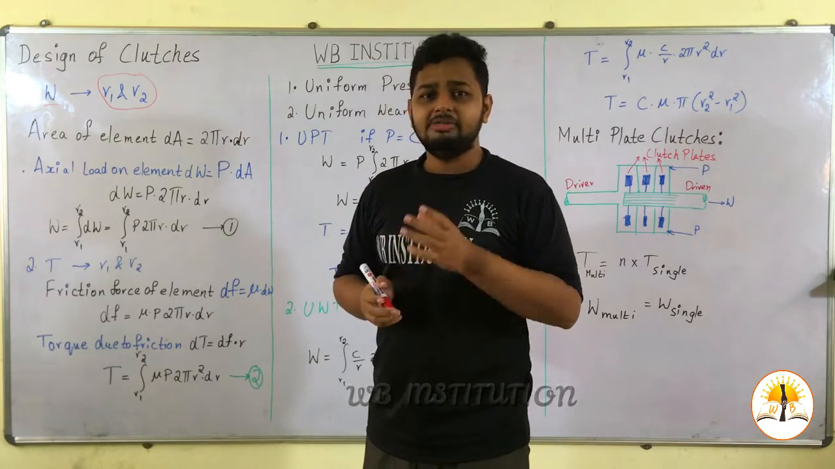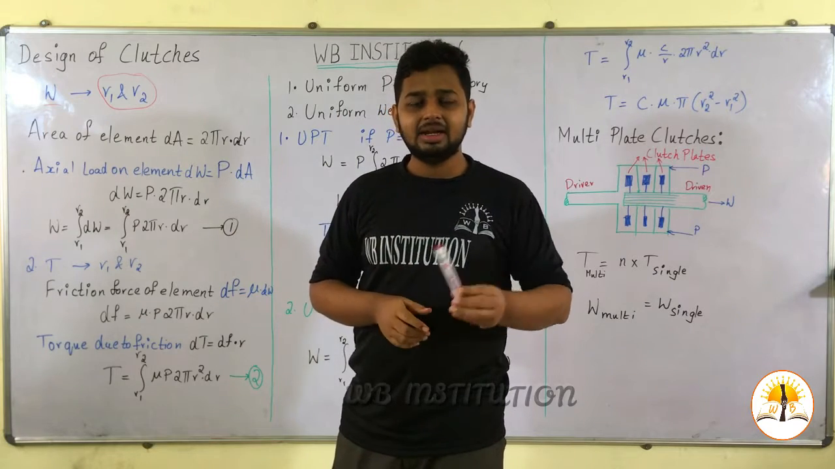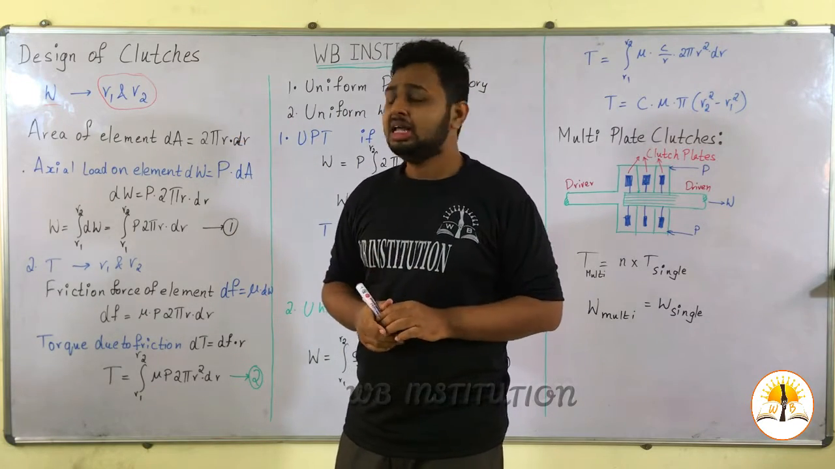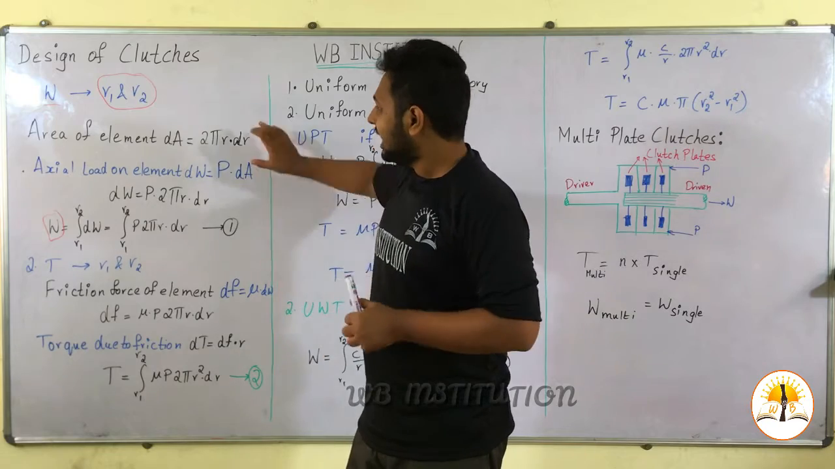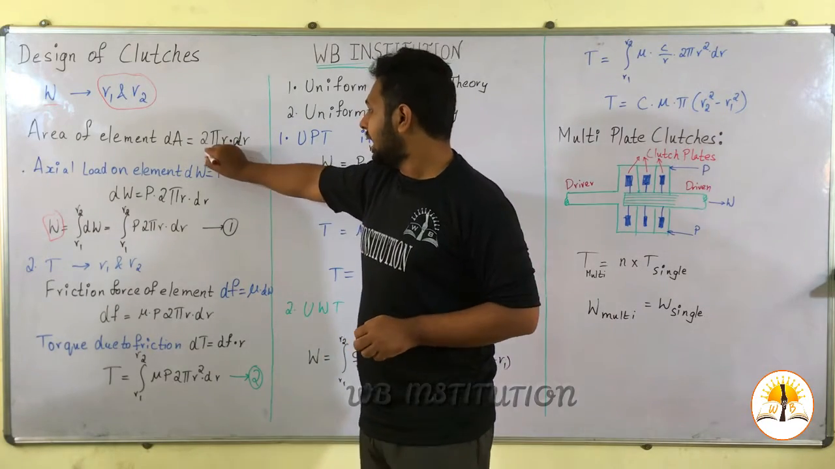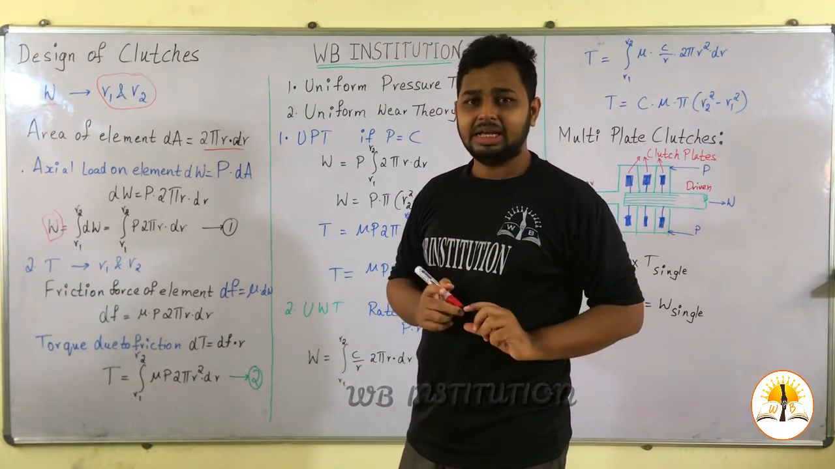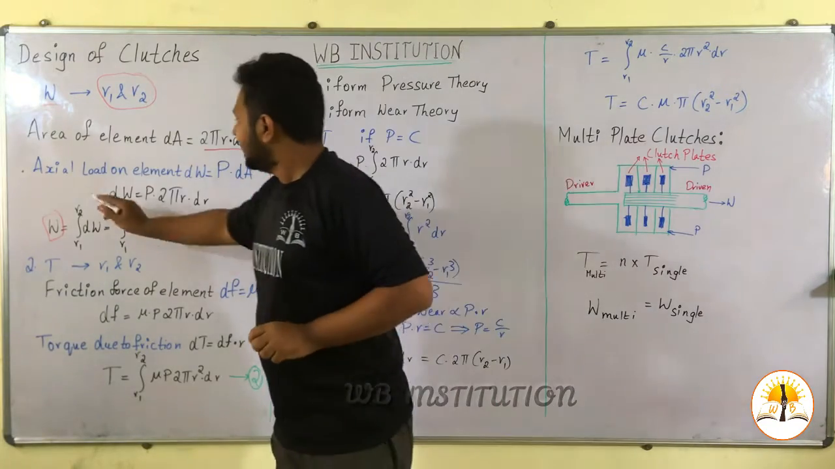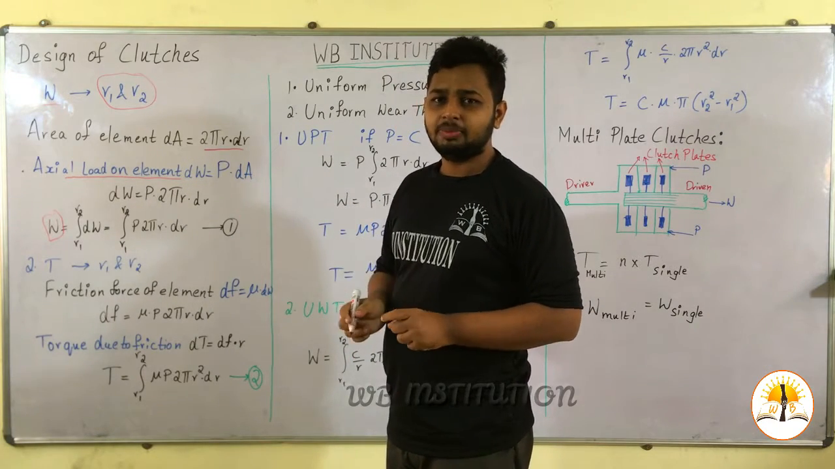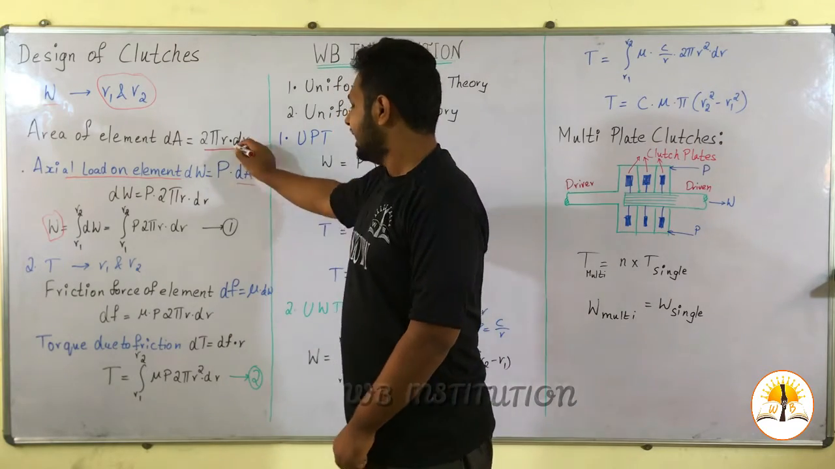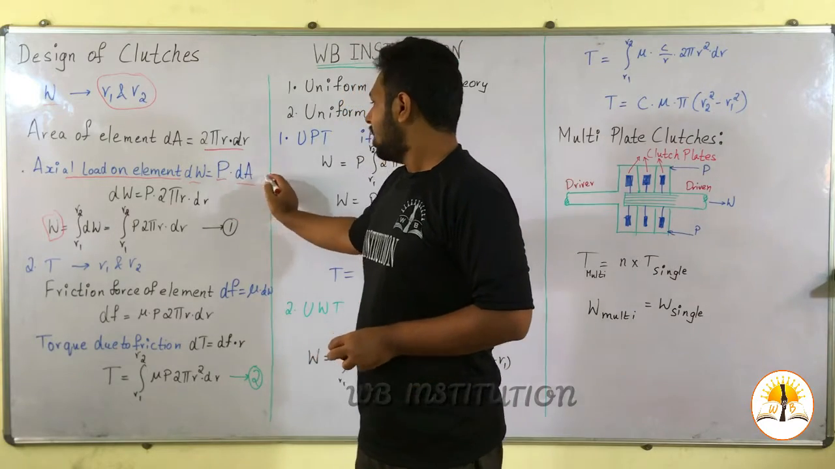For that element we can calculate the area and the amount of axial load applied on it, and if we integrate that over the whole radius, we get the whole axial load acting on the clutch plate. Now the area of that element dA is given by 2 pi r into dr. That is the area of only that small element in the whole friction liner. So the axial load on that element, dW, will be equal to P into dA, where P is the pressure acting on the clutch plate and dA is the area of the element. This gives dW equal to P into 2 pi r into dr.